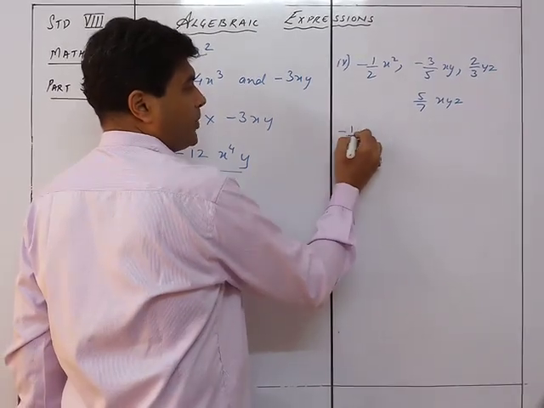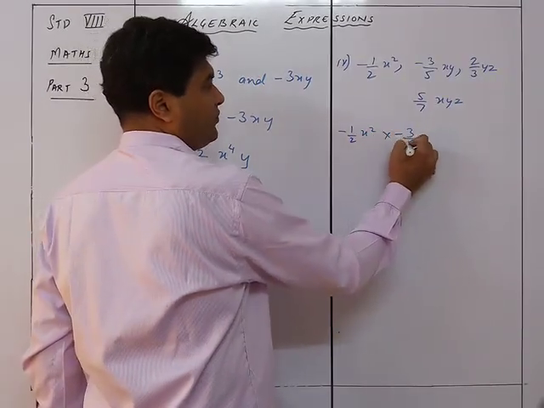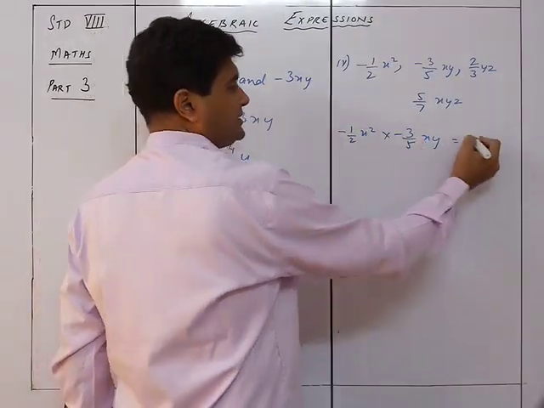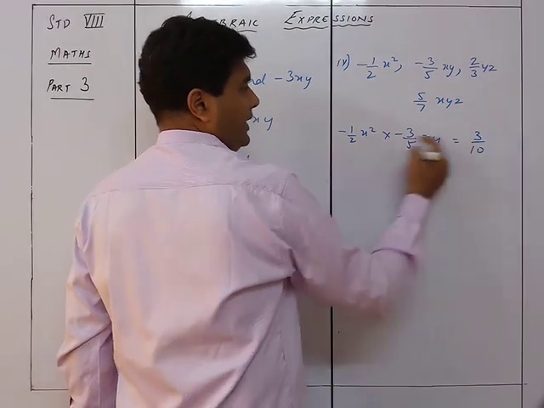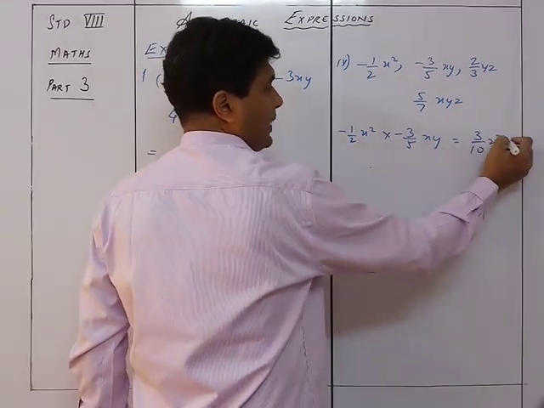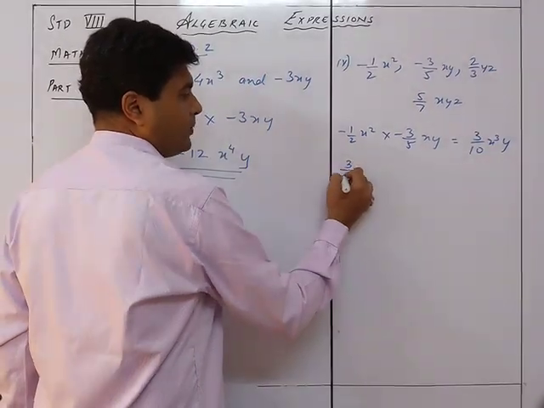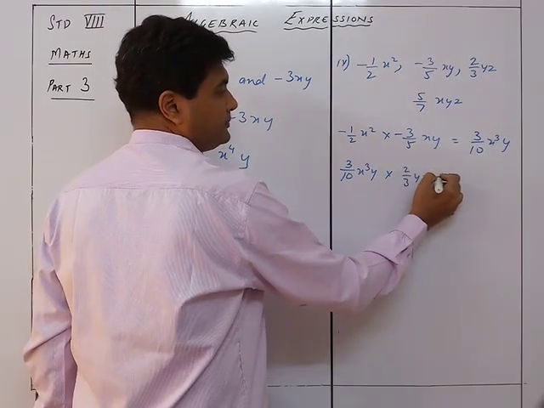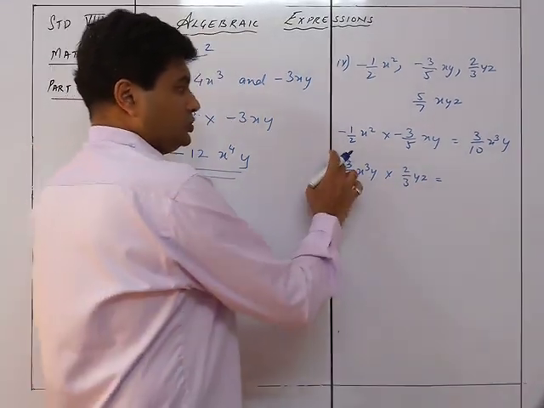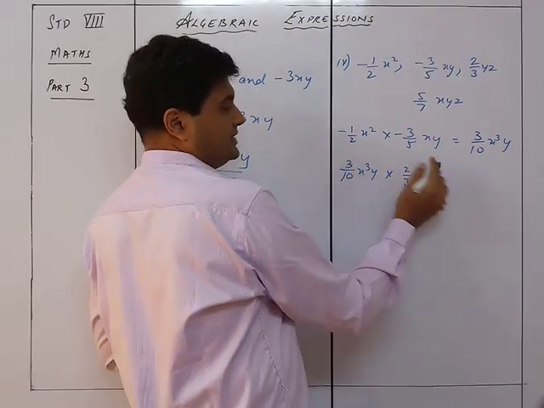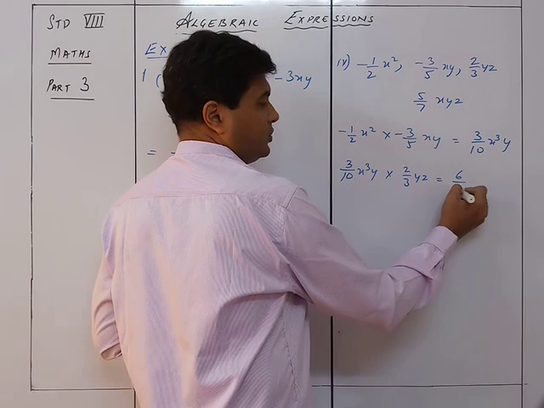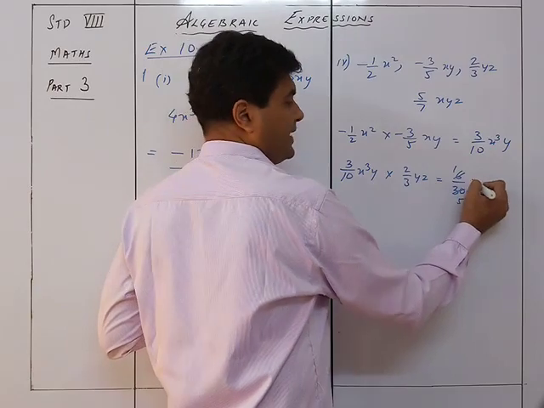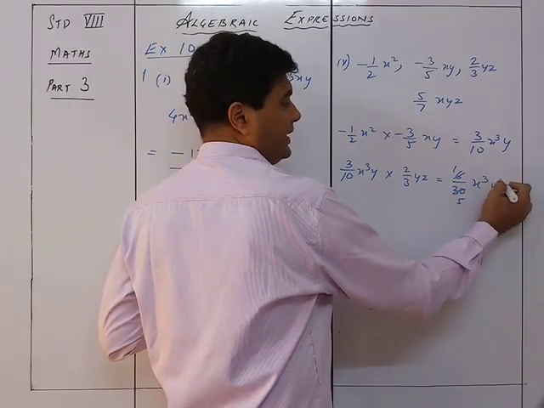So it will be minus 1 upon 2 x square into minus 3 upon 5 xy, which equals minus into minus is plus, 1 into 3 is 3 and 5 into 2 is 10, x square into x is x cube, and y. Now we have got 3 upon 10 x cube y into 2 upon 3 yz. So you can see when you multiply, 3 2s are 6 and 30. So you can cancel it to 1 upon 5. X cube is just going to be x cube. Y into y will be y square, and z.